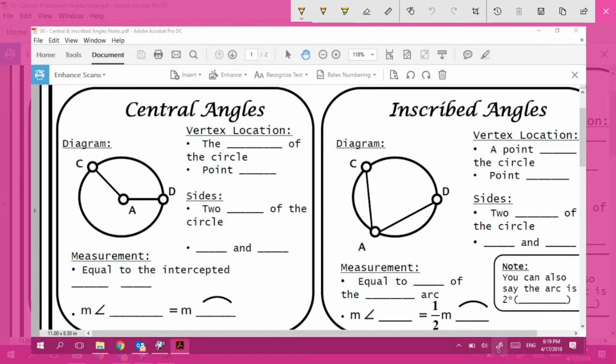Today we're going to be learning about central angles and inscribed angles. We learned these vocabulary words yesterday. Today we're going to see how these would appear in some mathematical geometry problems. So let's start with central angles.